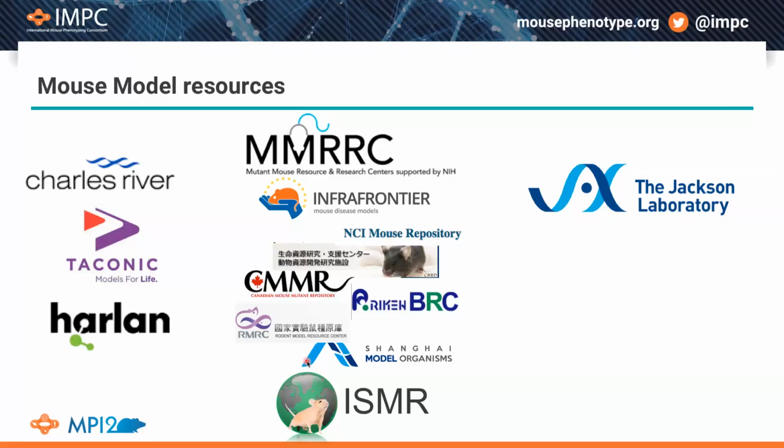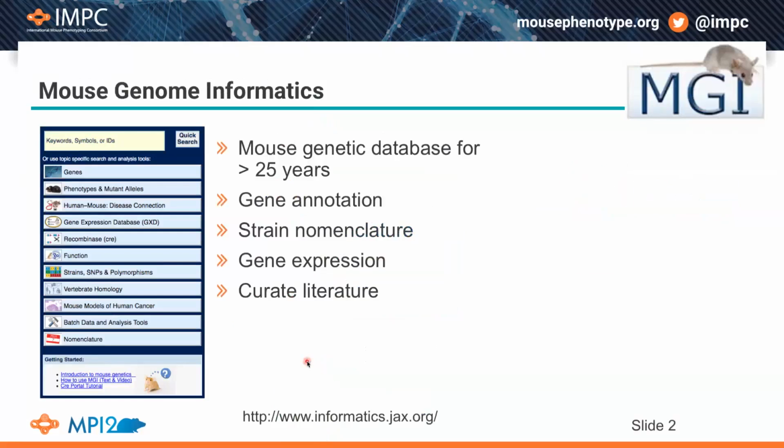And in that academic side is the Mouse Genome Informatics resource, MGI. MGI is a mouse genetic database that's been around for over 25 years. They do all things related to mouse genomics. They help do the gene annotations. They maintain a very strict nomenclature on the different strains and alleles and so forth. They bring in data around gene expression that is not RNA-seq based, so things like reporter genes and mutant mice.